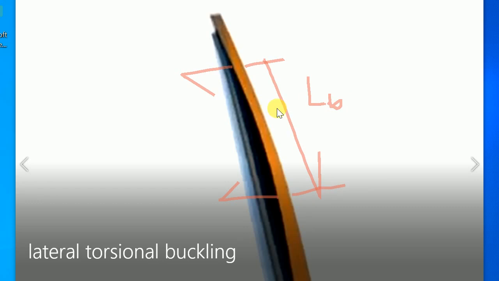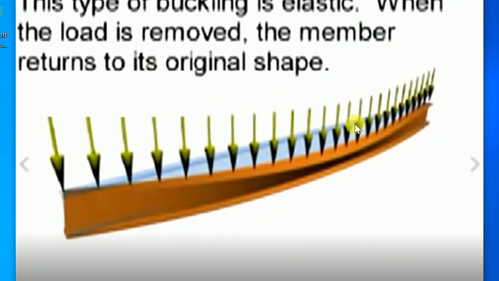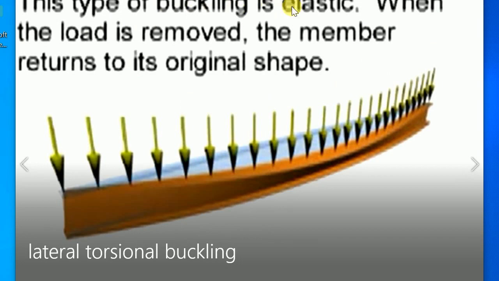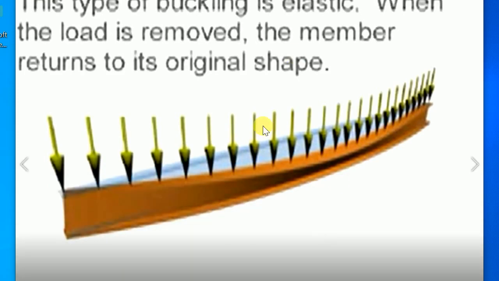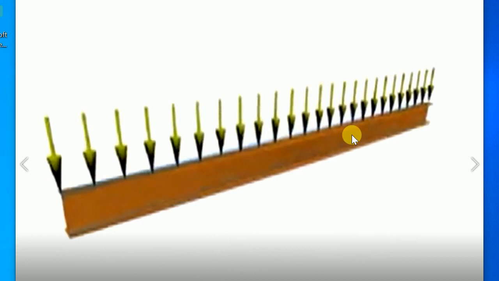So this is very important when you are designing a beam. Clear? So you must know about lateral torsional buckling. So you can see the buckled beam. This type of buckling is elastic. When the load is removed, the member returns to its original shape. Yes, when the load is removed, the beam comes back to its original shape. See, this is how. Clear?